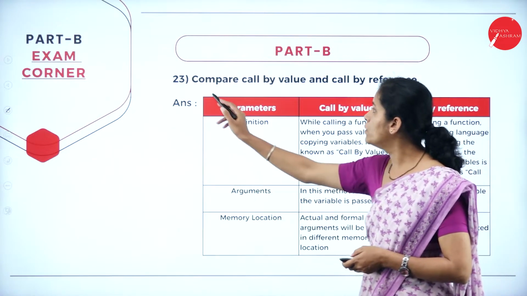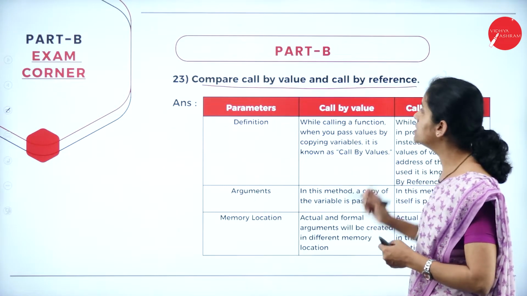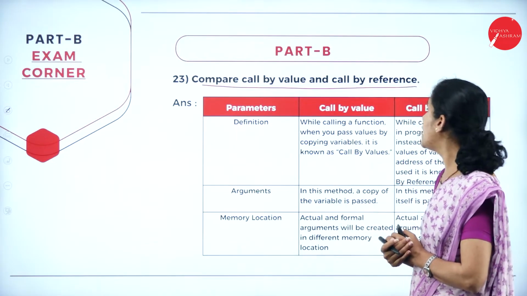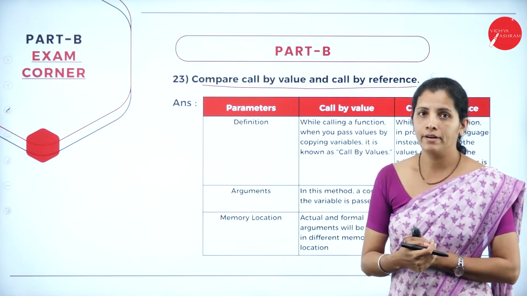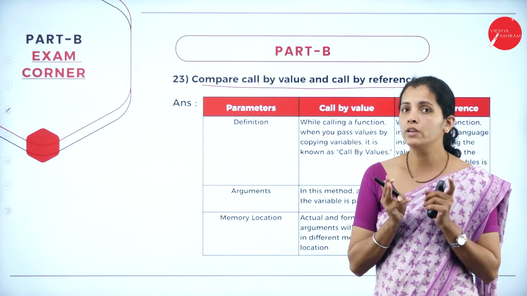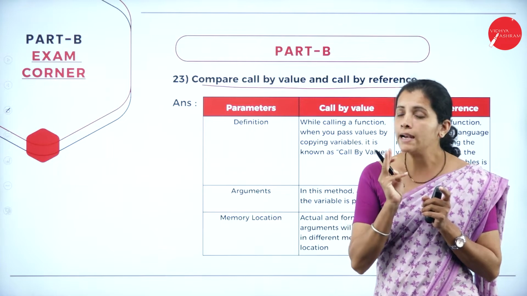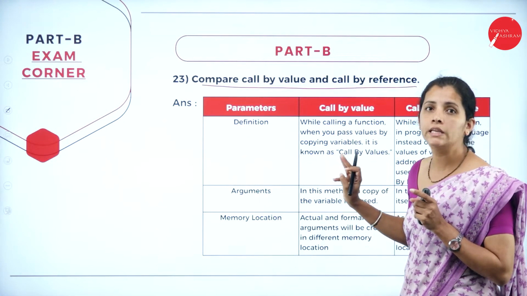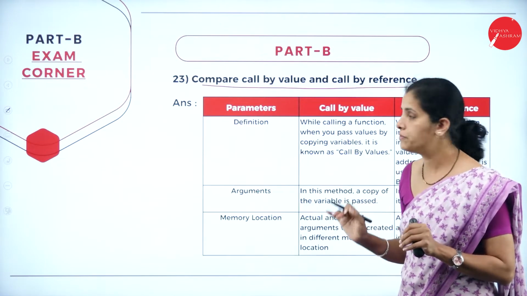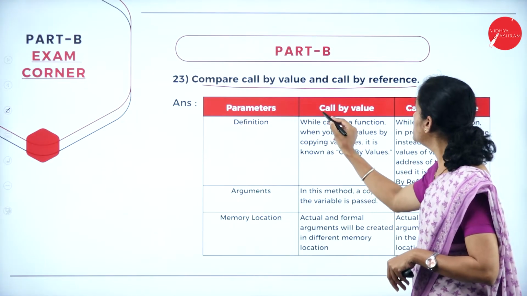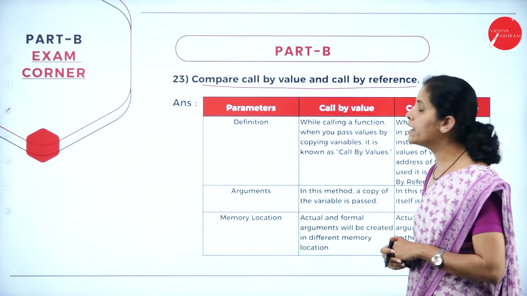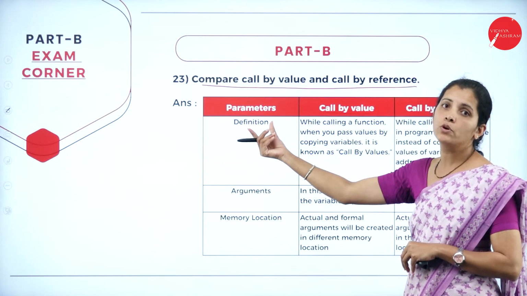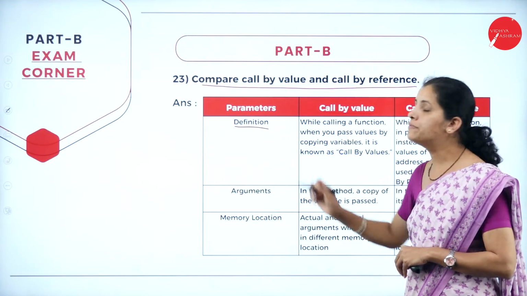Moving further, I'm going to have another question, that is compare call by value and call by reference, and this question is only for 2 marks. For that reason, at least write 2 or 3 differences, that is enough. So first let me consider call by value. Based on which parameter I'm going to write the difference, that is definition.